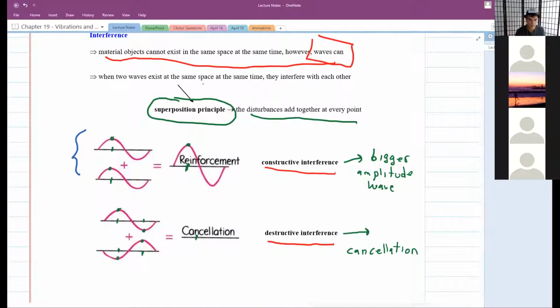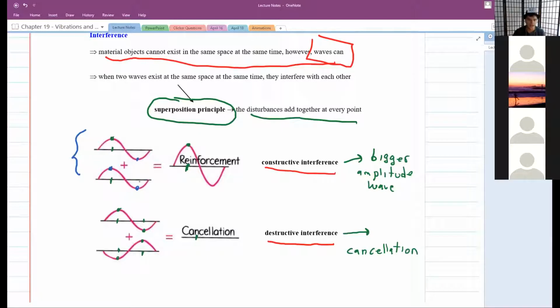But when one wave is at a maximum, the other one is at a maximum, and when one's at a minimum, the other one's at a minimum, the end result is when you add those two waves together, you're going to get a bigger wave. We call that constructive interference. The end result is going to be a wave with a bigger amplitude.